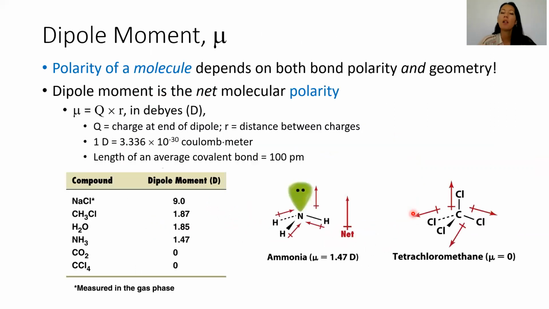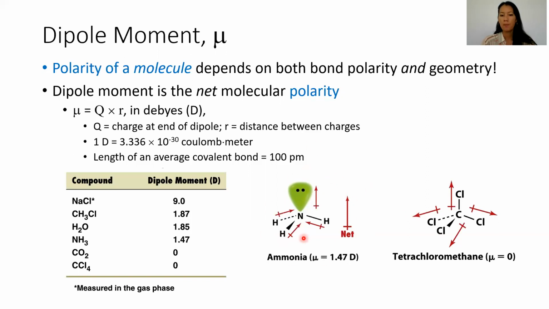So I mentioned molecules can have an overall net dipole moment. So that's going to depend both on whether or not there's bond polarity and on the geometry. Because if a molecule is perfectly symmetric, then bond dipoles can cancel out. So let me give you an example.